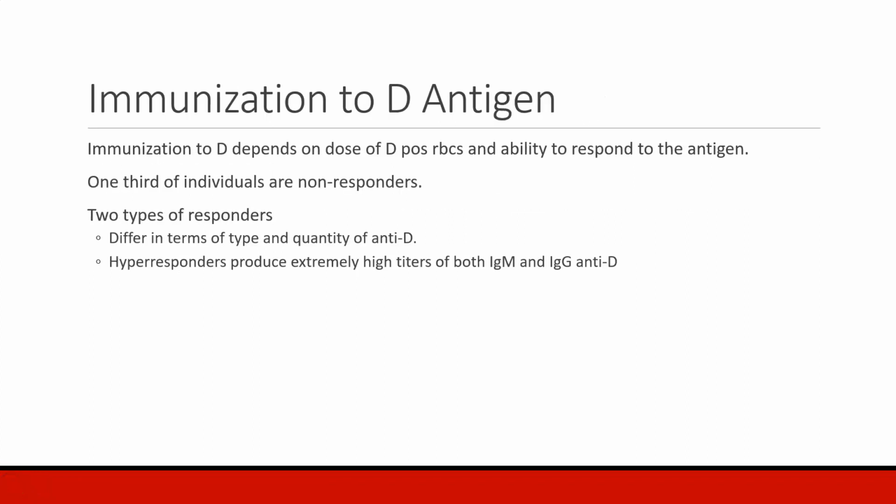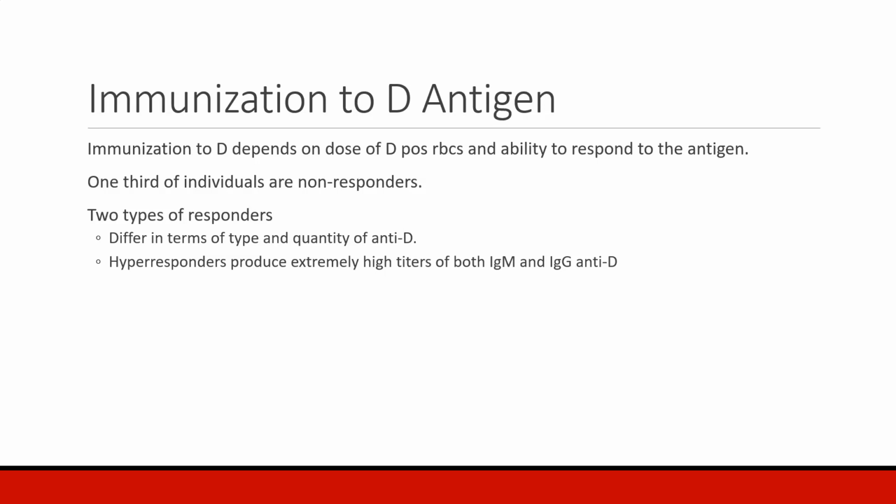Immunization to the D antigen depends on the dose of D positive red cells given and the ability to respond to the antigen. One third of individuals are non-responders. We had a patient who needed platelets from family members because she was refractory. She was D negative. She had 4 D positive children.